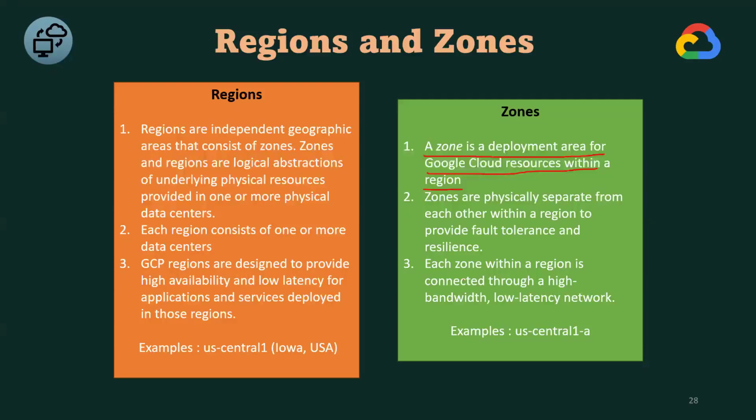Zones are physically separate from one another, and they are connected via a high bandwidth and low latency network. One of the zones is US Central 1A. One of the regions is US Central 1. You see the nomenclature here again. US Central 1 is a region. US Central 1A, 1B, 1C are the zones. Okay, so this is the definition of region and zone.